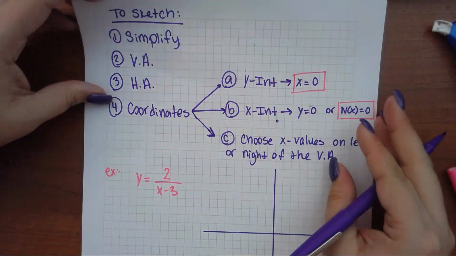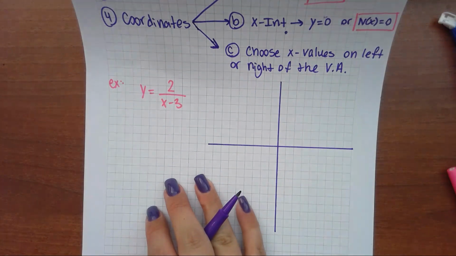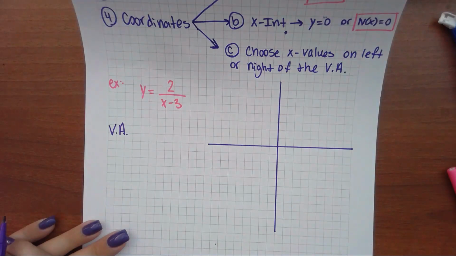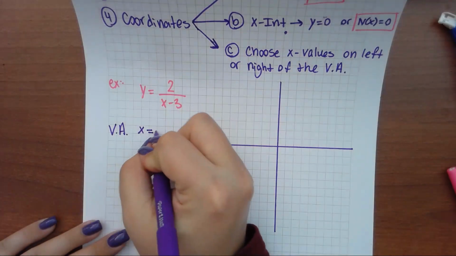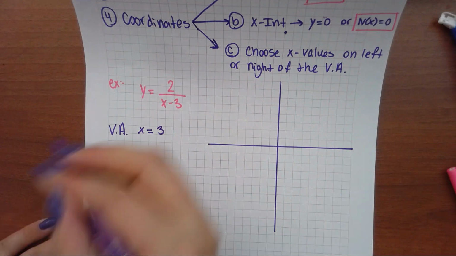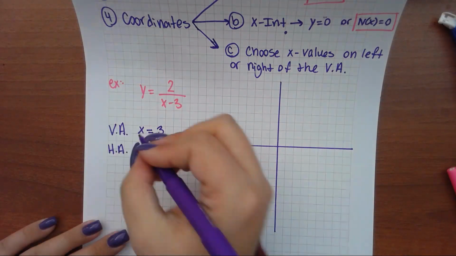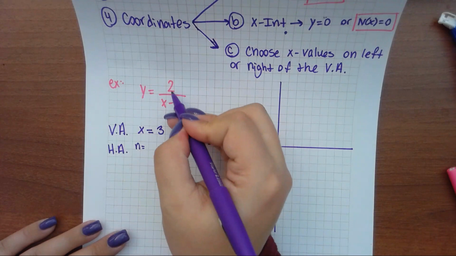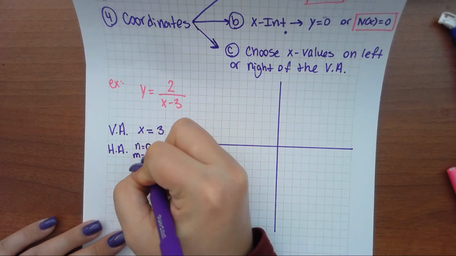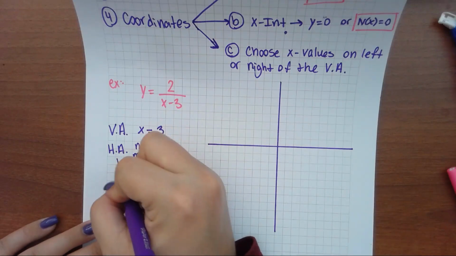So notice that this is already simplified. I don't need to do anything for simplifying, but I do still need to find my vertical and horizontal asymptote. Your vertical asymptote comes from the denominator. That's going to be x equals 3. Whatever makes that denominator 0, that's your vertical asymptote. My horizontal asymptote is going to come from the horizontal asymptote test. Now n in the numerator is not 1 anymore because there's no x. So n is equal to 0, and m is equal to 1. That means n is less than m, so your horizontal asymptote is y equals 0.